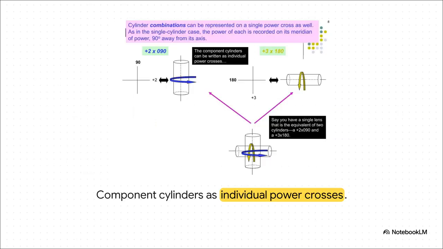Now, down in the resident clinic, patients rarely have just a simple single cylinder, right? They have complex lenses. But the absolute beauty of optics is that we can break any complex lens down into its basic component parts. Let's say your patient has a lens that's the equivalent of 2 cylinders, a +2 at axis 090 and a +3 at axis 180. We can draw those as 2 totally separate distinct power crosses, just like you see right here.